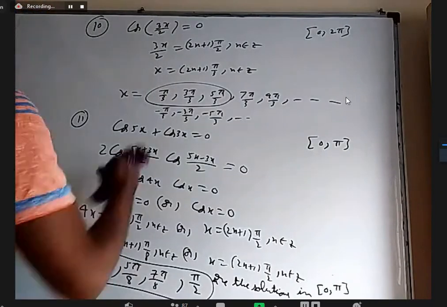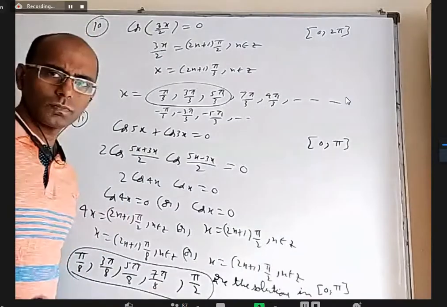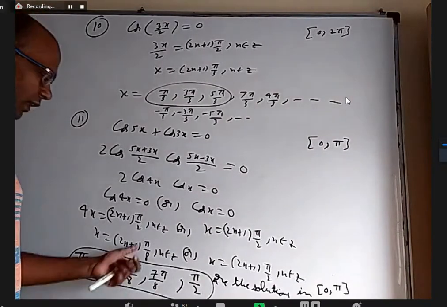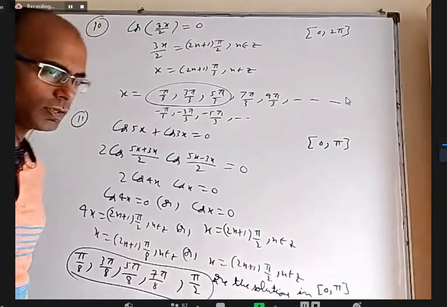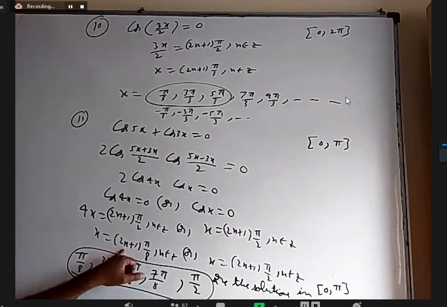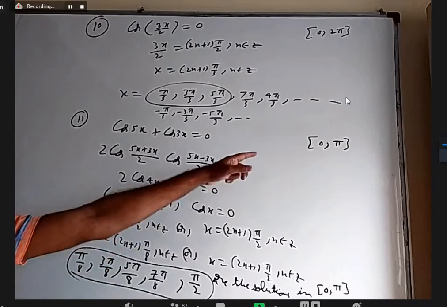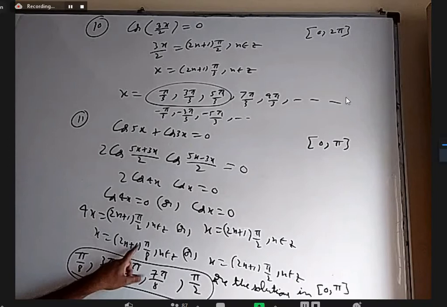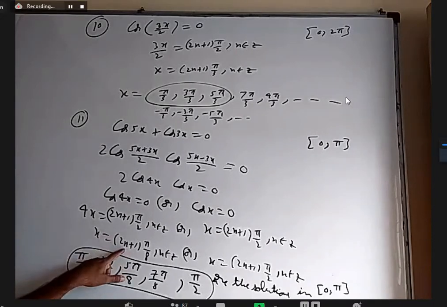Sir, once again, can you explain the last step, how you took the n solution? n is an integer, so I can take n equal to -2, -3, -1, 0, 1, 2, 3. I started with 0 because when I take minus, I'll get negative, but I want positive answer. When you put 0, pi by 8. When you put 1, 2 plus 1 is 3, 3 pi by 8. When you put 2, 2 into 2, 4, 4 plus 1 is 5, 5 pi by 8. When you put n equal to 3, it will become 7, 7 pi by 8.